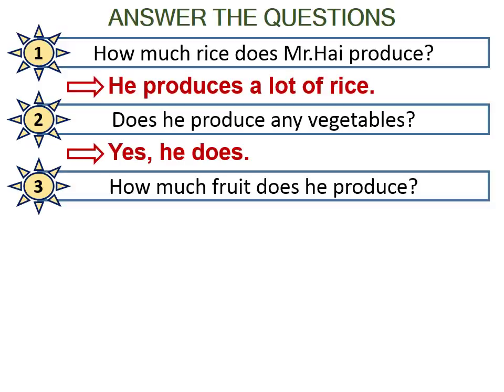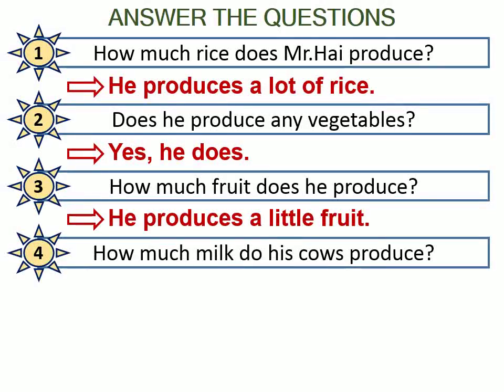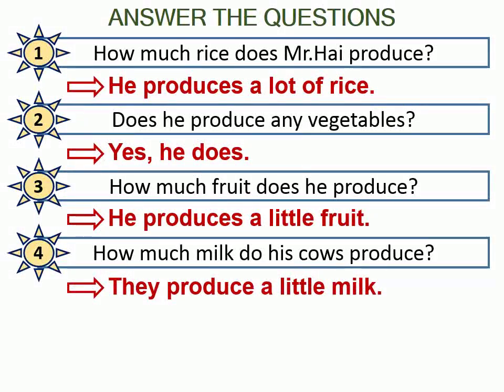He also has fruit trees. They produce a little fruit. As you can see, this is his house and this is his small field. In this field are vegetables which he grows, and these are fruit trees, and he gets a little fruit from them. Do you understand? Okay, what else?